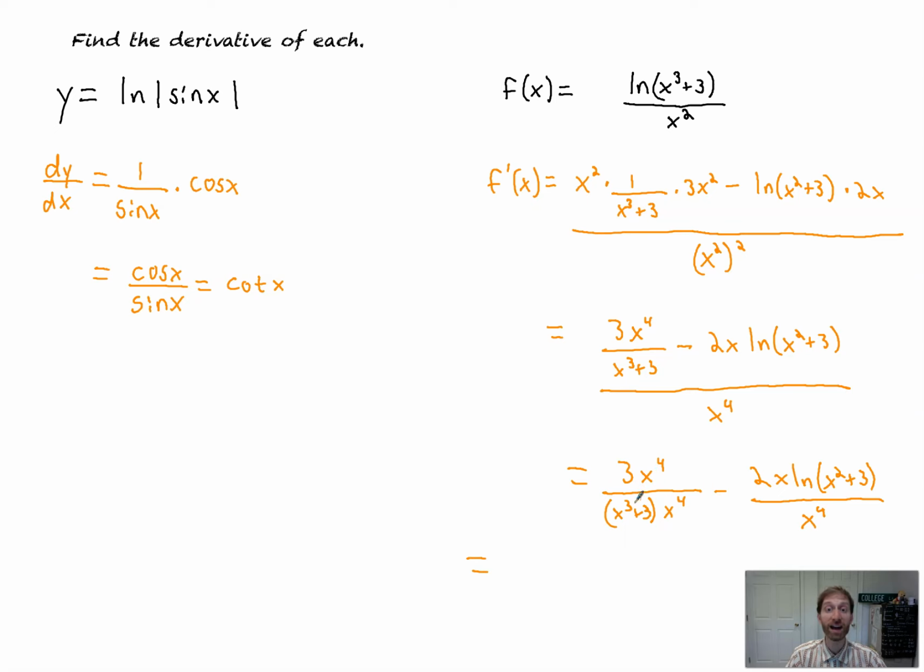The x to the 4ths divide out. You're going to be left with 3 over x cubed plus 3 minus 2, and this is going to be ln of x squared plus 3. And then you have x cubed in the denominator. We got that because they divided out. By the way, in the AB or BC exam, if all you're asked for is the derivative and it's a free response problem, that's good enough right there, seriously.